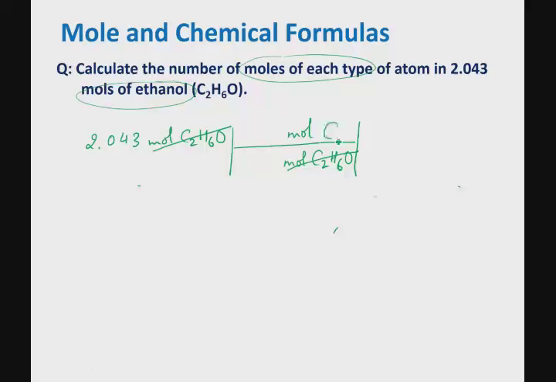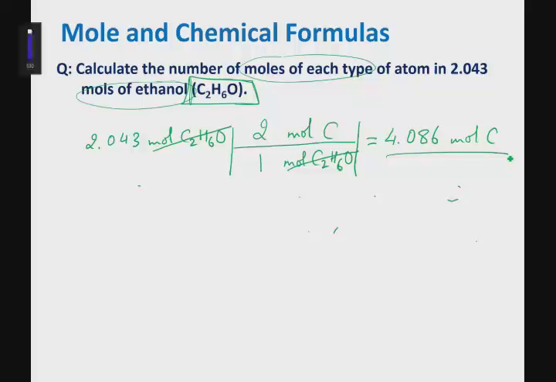The ratio of this, the numbers that go in the conversion factor, the molar ratio comes from the chemical formula. The chemical formula of this compound says that 1 mole of C2H6O has 2 moles of carbon atoms. And therefore, when you complete the calculation, we get 4.086 moles of carbon.